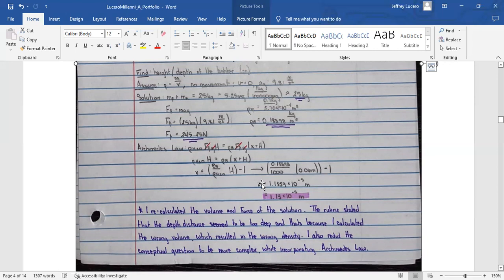When we get that, we get that the height of the bobber being submerged is 1.1339 times 10 to the negative 5th meters, which equals 1.13 times 10 to the negative 5th meters, which is significantly smaller than the 69 meters that I originally calculated.